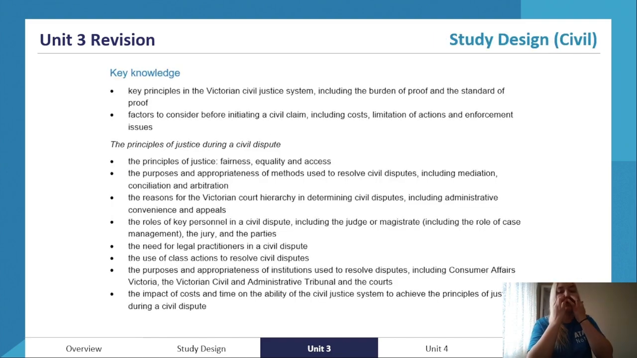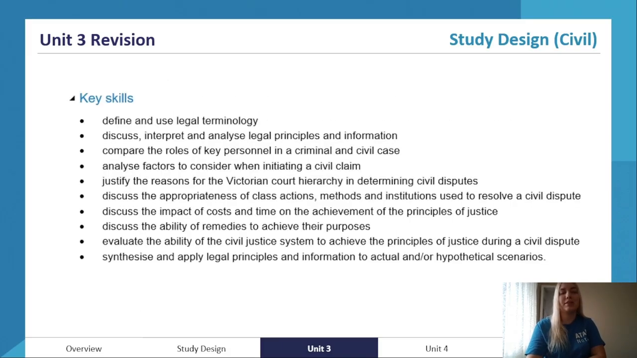So that's everything for criminal. Now we'll do the same for civil. Similarly, you can see your key knowledge dot points here and your key skills, so the types of questions.